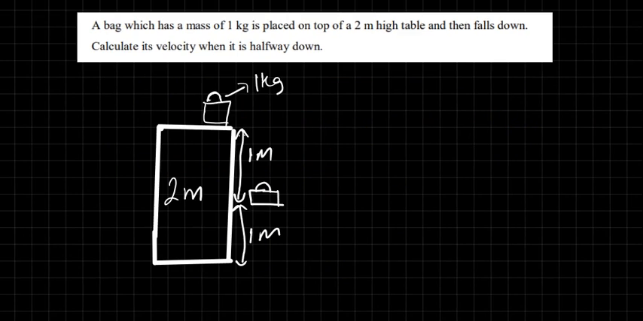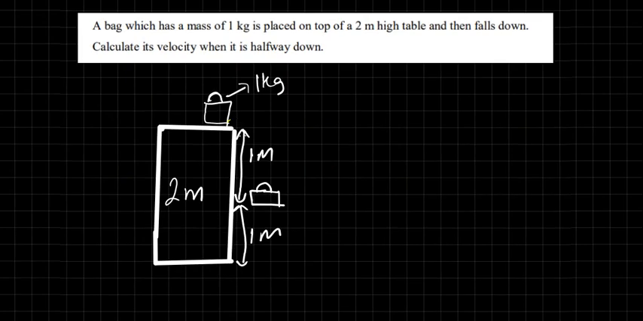A bag which has a mass of 1 kg is placed on top of a 2-meter high table and then falls down. Calculate its velocity when it is halfway down. So we have the bag which lies 2 meters from the ground, and we want to calculate its velocity when it is halfway. So this happens to be our position 1, and this point happens to be our position 2.